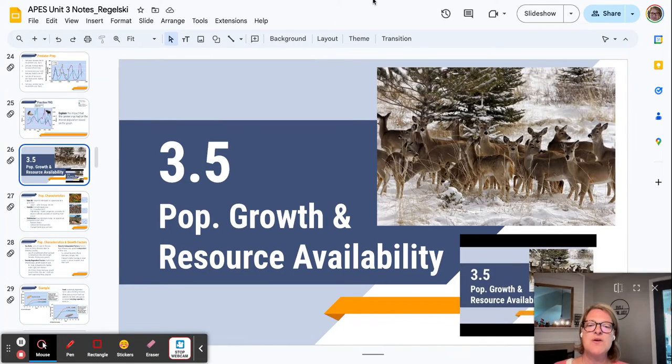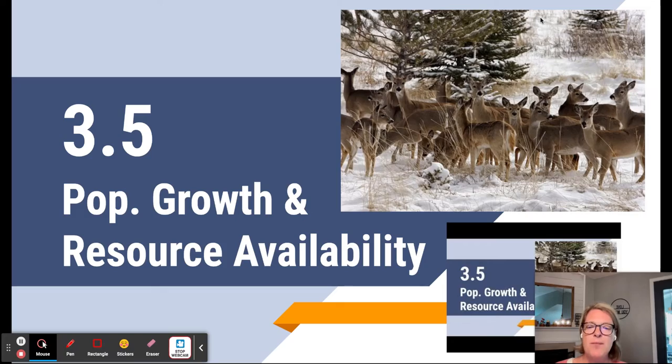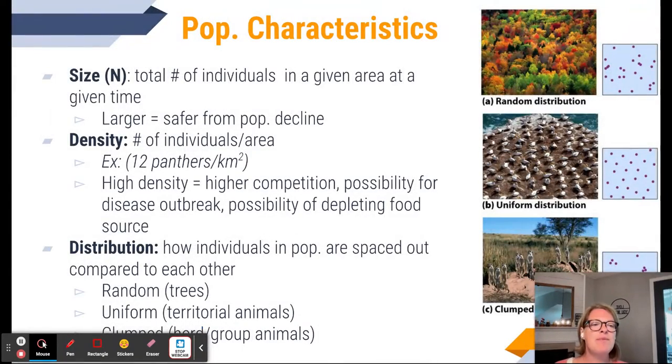Okay, so today's notes are on section 3.5, population growth and resource availability. So, population characteristics. Let's talk about some of the characteristics that we generally discuss when we're discussing populations in general.